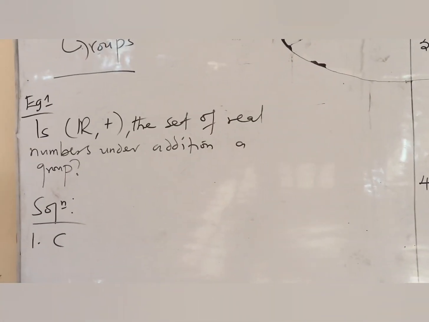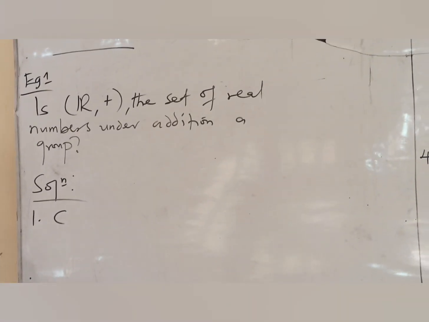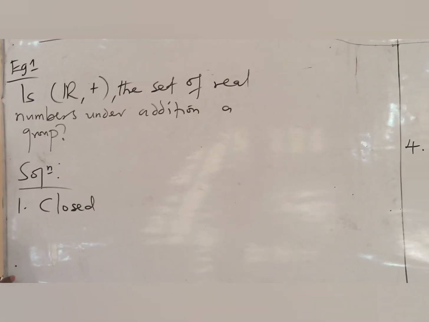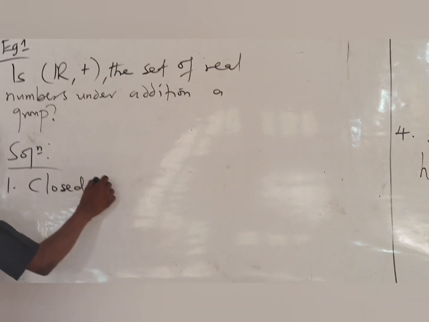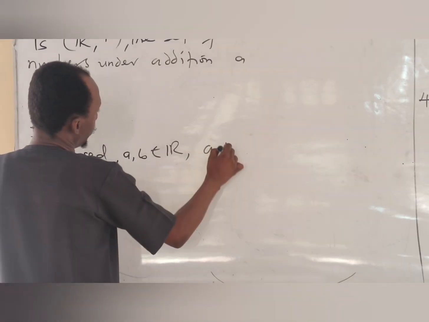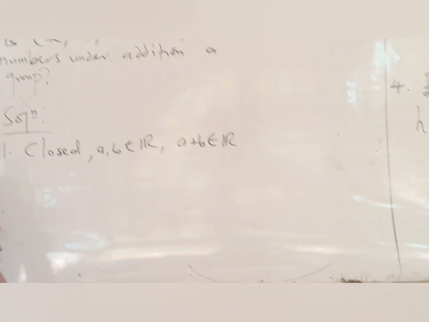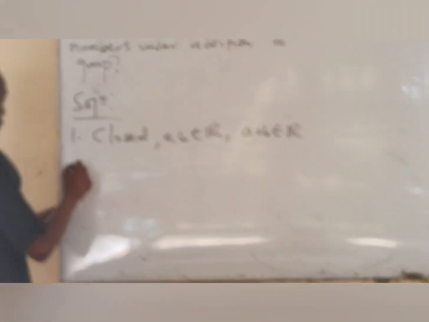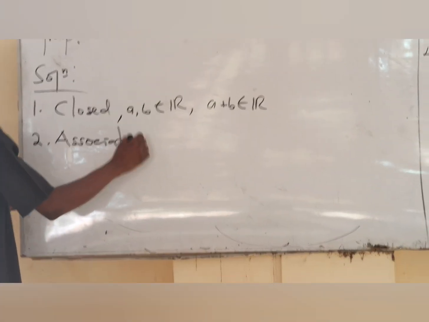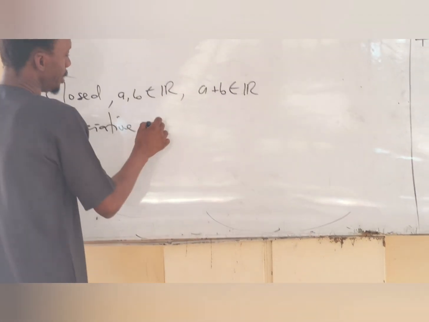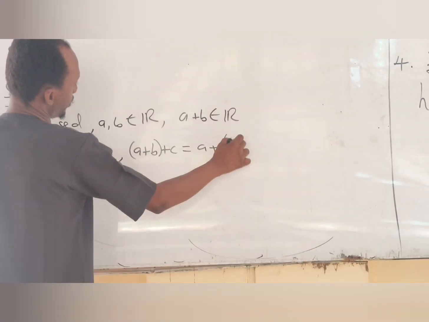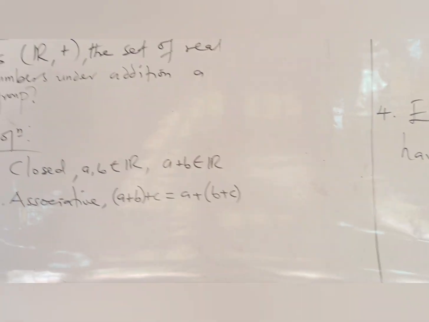The first one says closure. So let's see whether real numbers are closed under addition. Are they closed? Yes. Because if you take A, B in R, and you add them, the answer will also be in what? R. Is it not true? Yes, so it's closed. Is it associative? Yes, it's associative. If you move the parentheses about and add, you will still get the same answer.